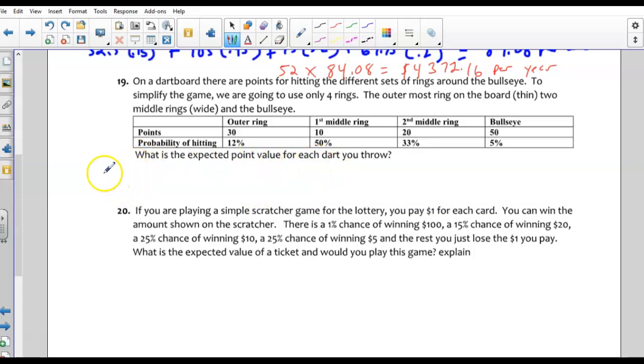All right, so for 30 points, you got a 12% chance. 0.12 times 30. For the middle rings, you got a 50% chance. And then for the second middle ring, a 33% chance you'll get 20 points. And then for the bullseye, you have a 5% chance of getting 50 points. Make sure the decimals are right. And we do that, 17.7. All right, is this better?